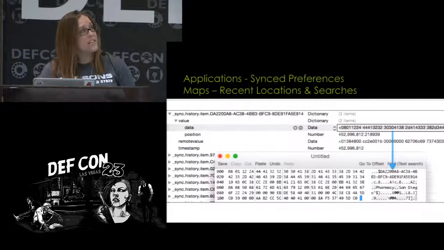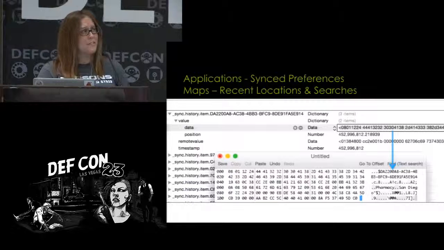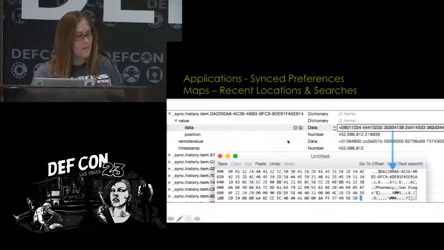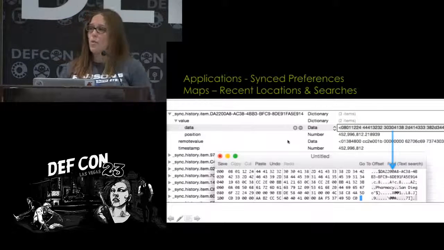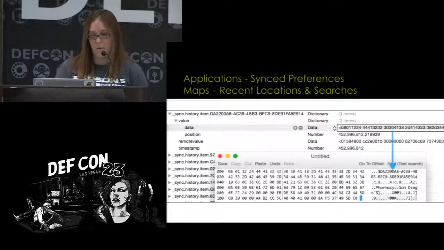So recent location and service searches. Again, this follows the same type of data structure, that weird proprietary data blob, but you can just look at strings, and you can see, oh, hey, look, this person was searching for a pharmacy in San Diego. You get some timestamps in there as well that you can go back and use to figure out when this person was specifically looking for a pharmacy in San Diego.